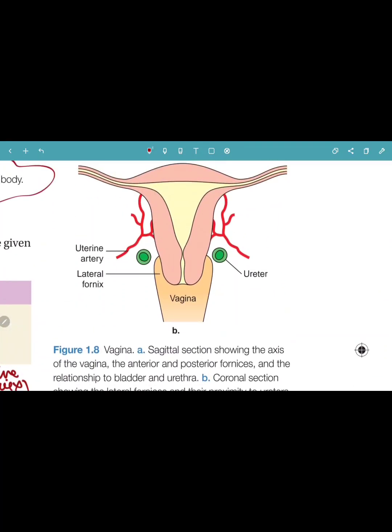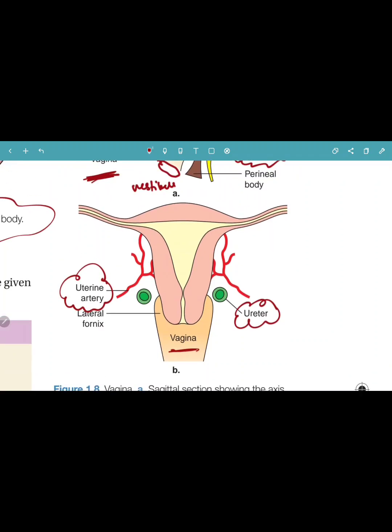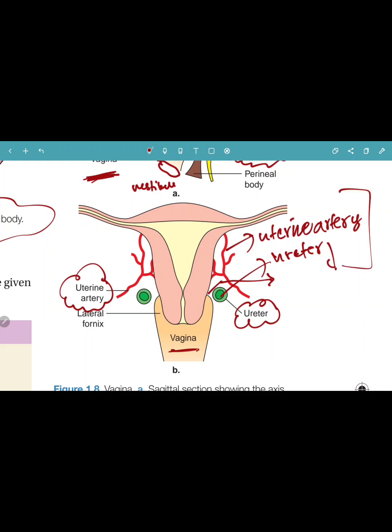So again, this is your vagina. If you look at the ureter and the uterine artery, these are your uterine artery as well as your ureter. Both are going to be related to this area, the lateral fornices. Both the uterine artery as well as the ureter are related to the lateral fornices.